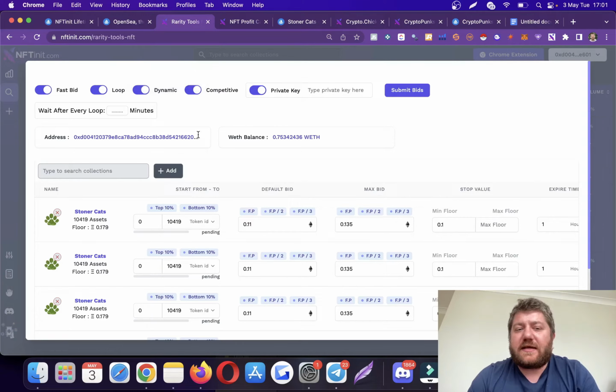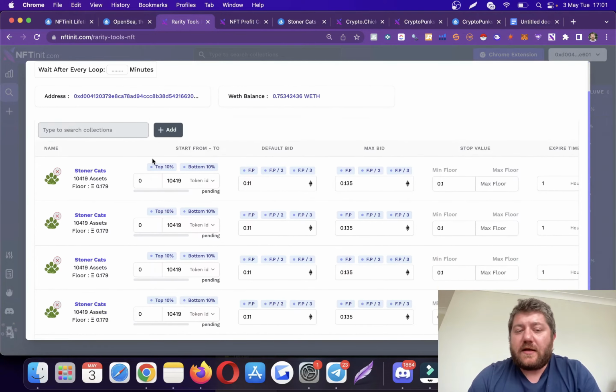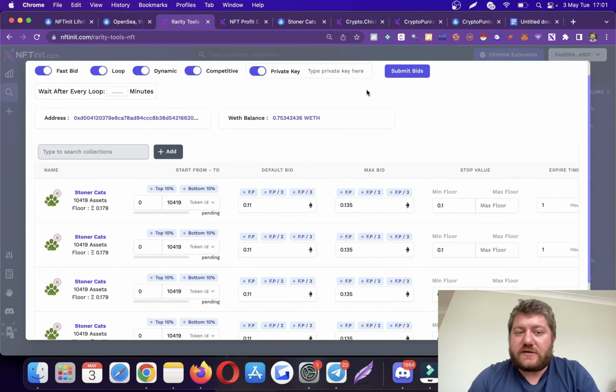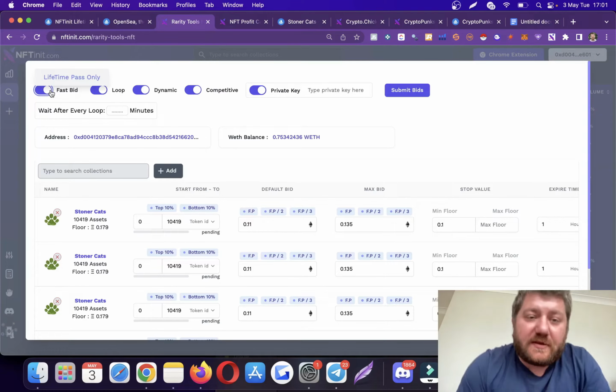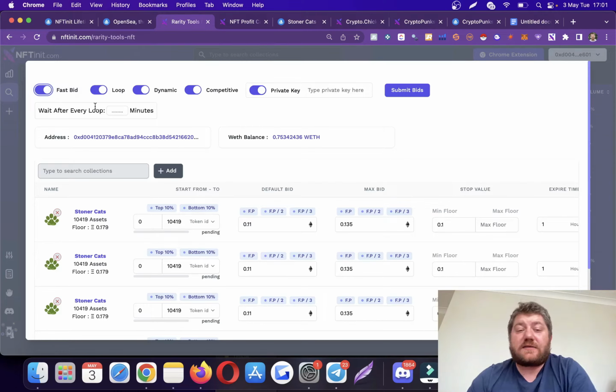And the dynamic here is the thing that I explained on Google Docs as well. So as the floor price changes, you will notice your default bid and max bid will change as well according to the percentage of change. Looping is basically looping. The system keeps looping on the collection, and the default is the fast bid. However, if you want to bid slower for a reason, you can toggle this off and just put a delay between your bids. Some people like it slower. And last but not least, you can tell the system to wait a certain amount of time between your loops, like 30 minutes, 1 hour, 2 hours, whatever.